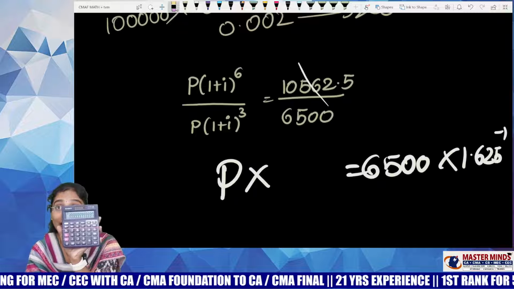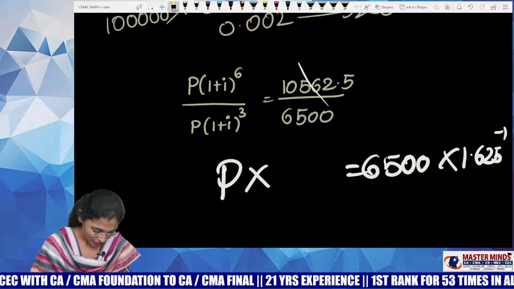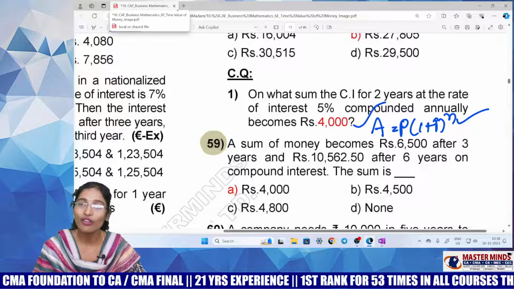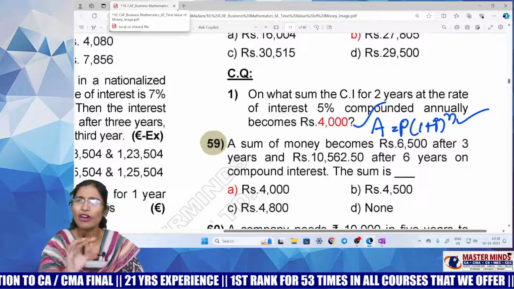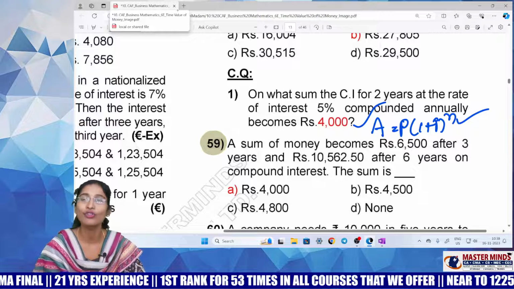The answer is 3999.99, which is 4000. So what I wish to convey is, if you know the formula and if you know the logic, there is nothing that is to be written on the paper. Might be 1 or 2 steps. A step or two, no more than that, if you know the logic.